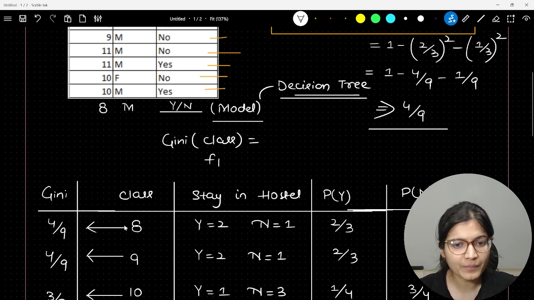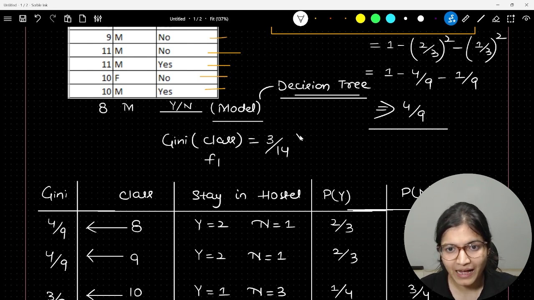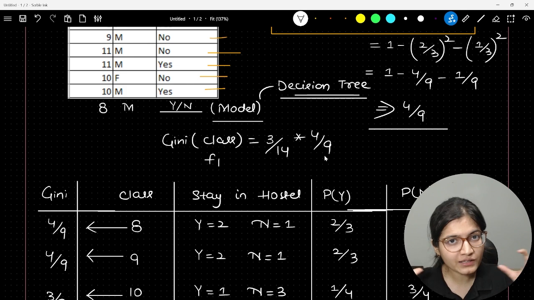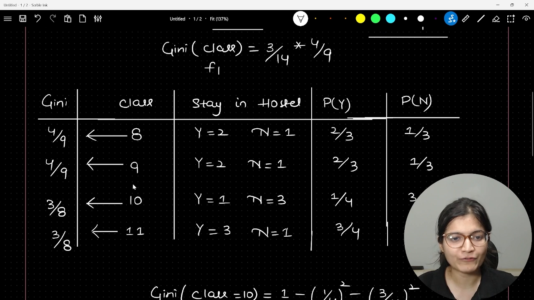So in this case, to evaluate the Gini value for the class feature, for class number 8 the total number of records is 3, so 3 divided by 14. And what is the Gini value specific to class 8? It will be 4 by 9. Makes sense? So what I'm trying to do now is combine all the values I have just evaluated, for 8, for 9, for 10 and for 11. So again, you have to ask the same question.